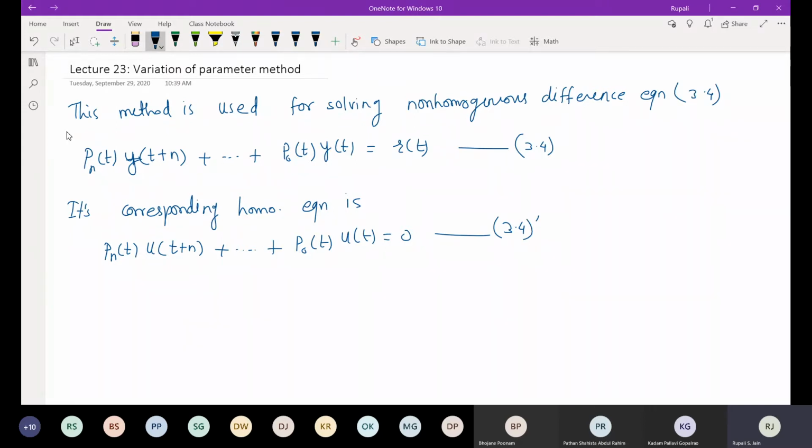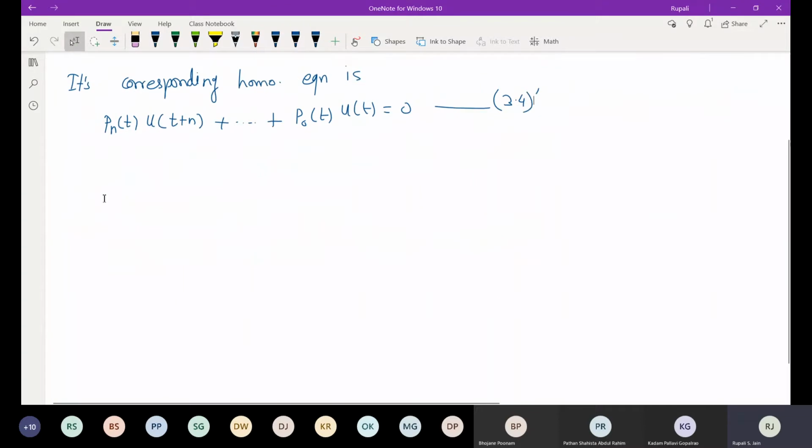Is that okay? So we will see this method particularly for second degree, and then we will generalize it for nth degree. Okay. So we will discuss this method for n is equal to 2.